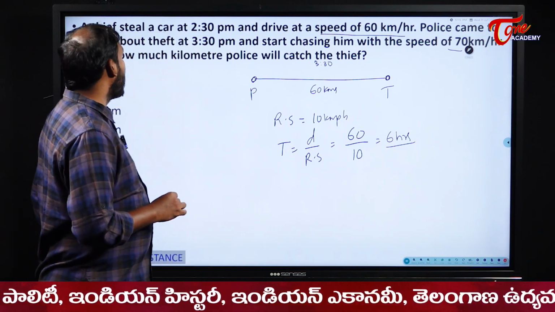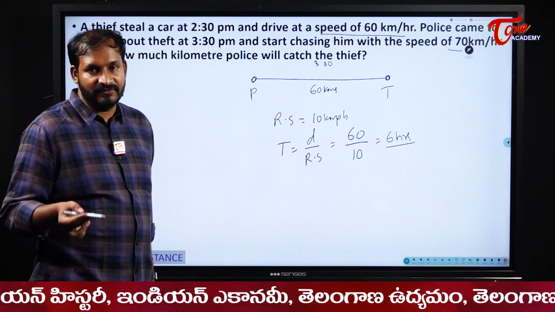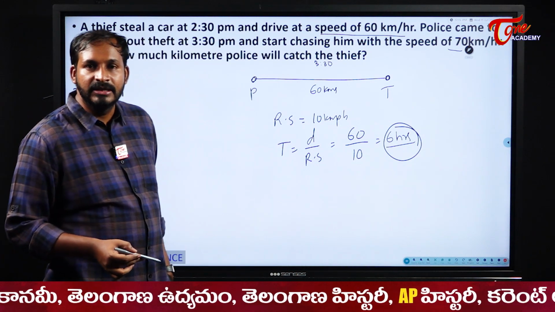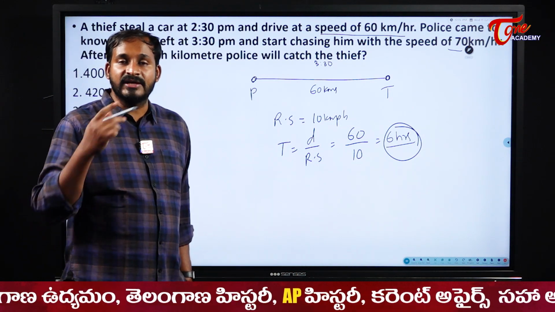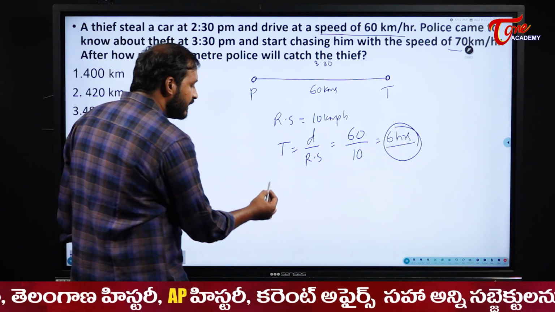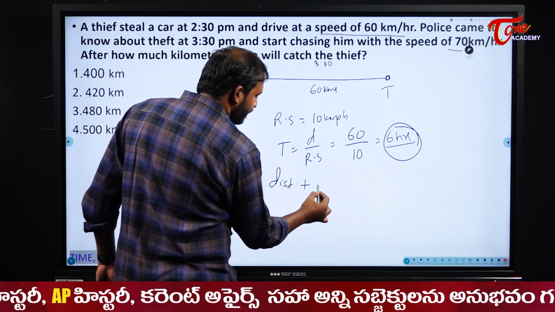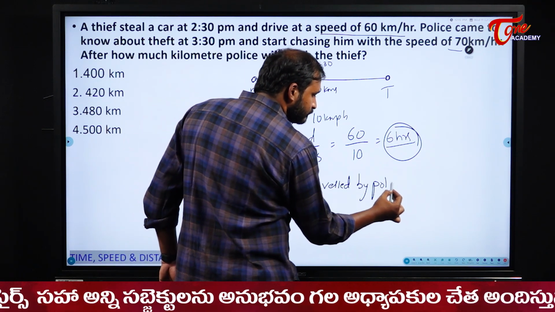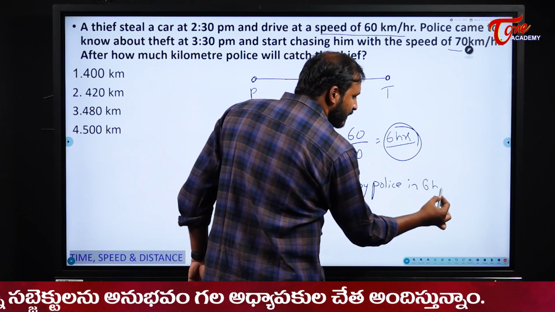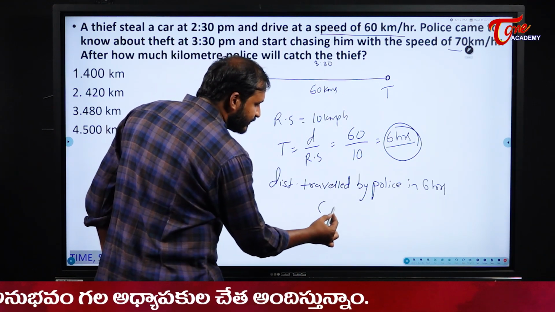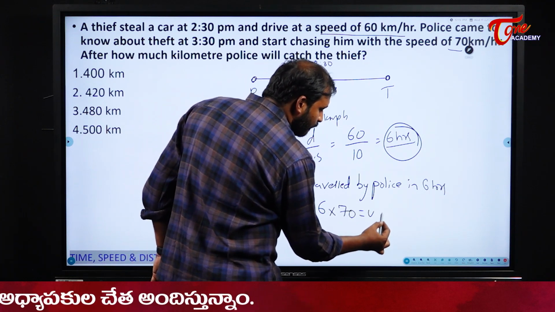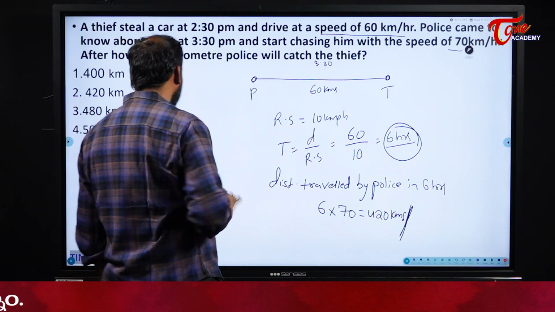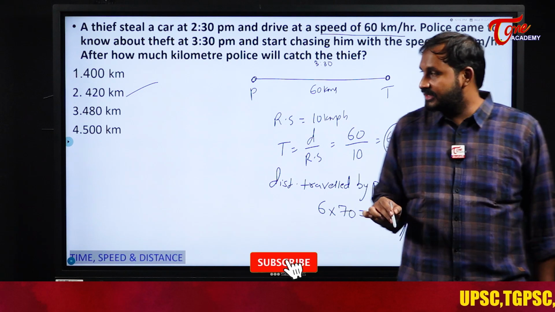Now they are asking us, after how many kilometers will the police catch the thief? The police is traveling for what time? 6 hours. So in 6 hours, the distance traveled by police will become what? 6 into 70, that is equal to 420 kilometers. The police will travel 420 kilometers to catch the thief.